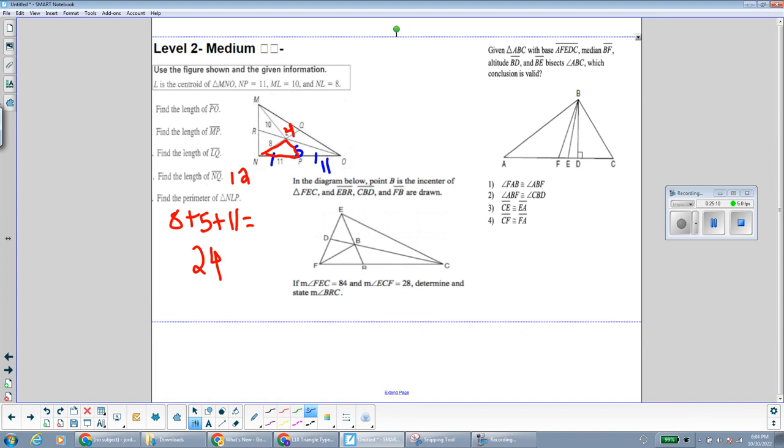Moving over to the next one, point B is the incenter. The incenter is the point where all of the angle bisectors meet. So all of these lines are angle bisectors. That means they're cutting the angles into two equal or congruent parts. If we know that FEC, that's this whole angle, is 84, well, I already know that this and this are half of that. So 84 divided by 2, and that's 42.